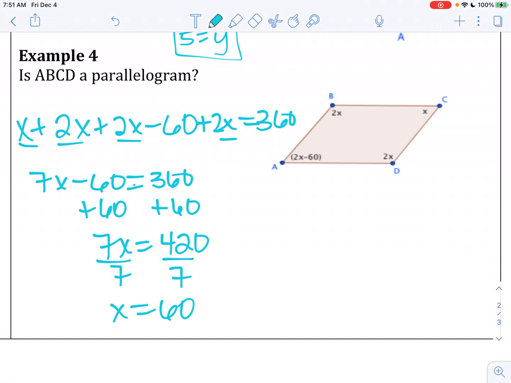Okay, fantastic. I was able to successfully solve for x, but that doesn't answer my question. We want to decide, is this a parallelogram? So I'm going to plug it in. It looks like we have some angle stuff here, and if we can say that the opposite angles are congruent, then that's enough to say that we have a parallelogram.